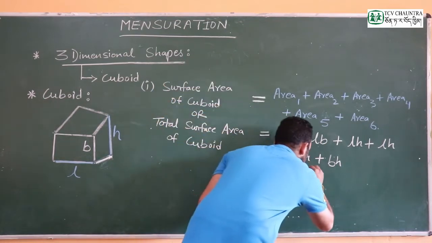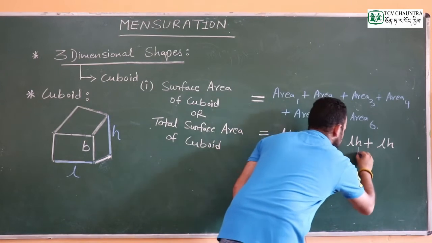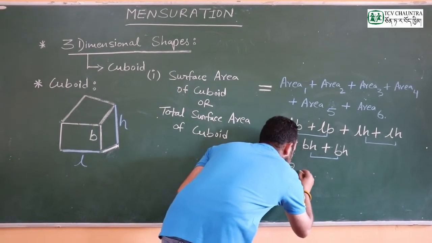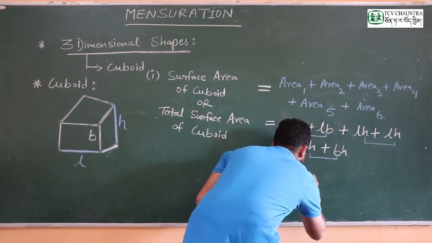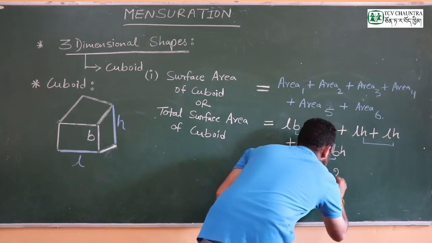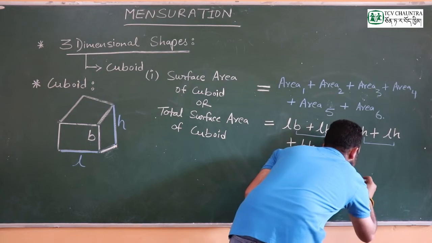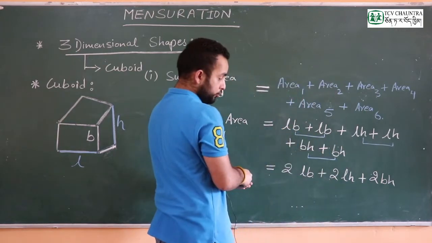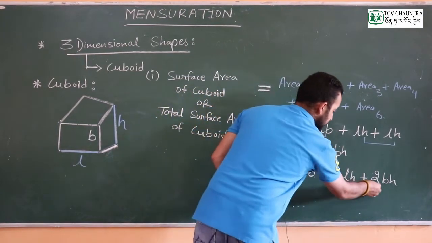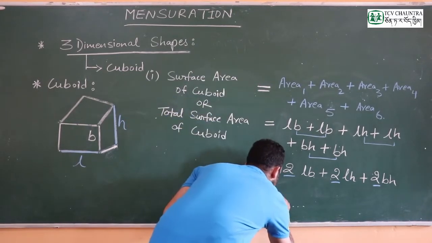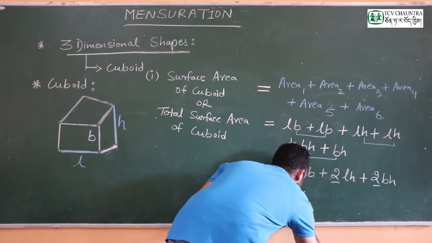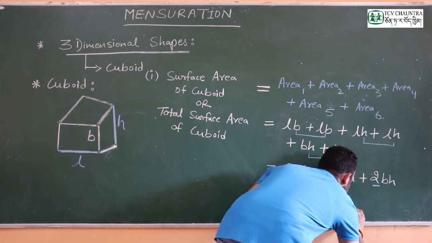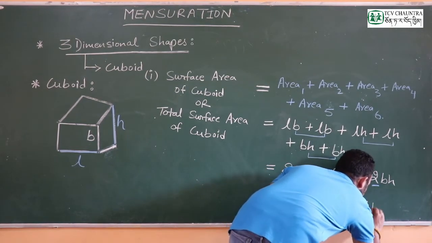These two are common, these two are common, these two are common. So how will we express this? We can write it as two times length breadth plus two times length height plus two times breadth height. Now here 2 is common throughout, so we can write 2 only once, and then length breadth plus length height plus breadth height.